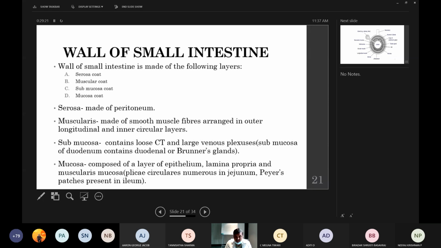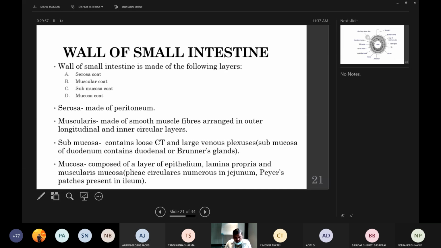How can you histologically differentiate the slide of duodenum from jejunum and ileum? Is it clear? If there is a presence of Brunner's glands in the submucosa, straightaway it is a slide of duodenum. Brunner's glands are present only in the submucosa of the duodenum. So this is the identifying point of a duodenum: the presence of Brunner's glands in submucosa.